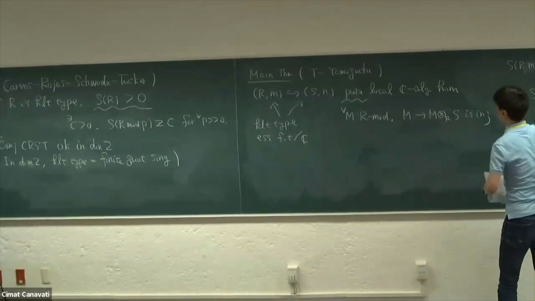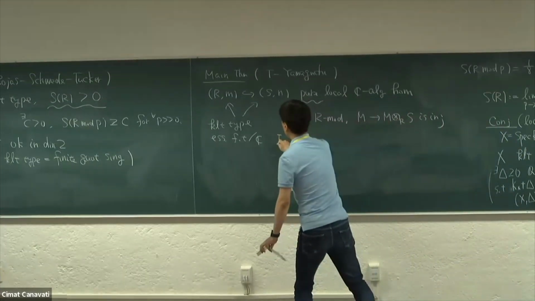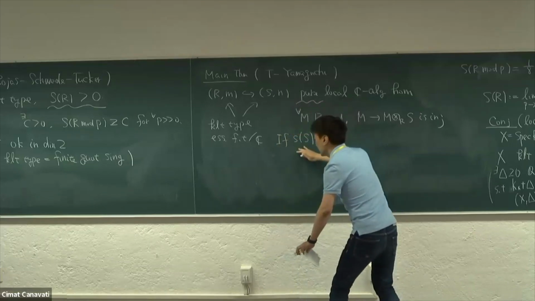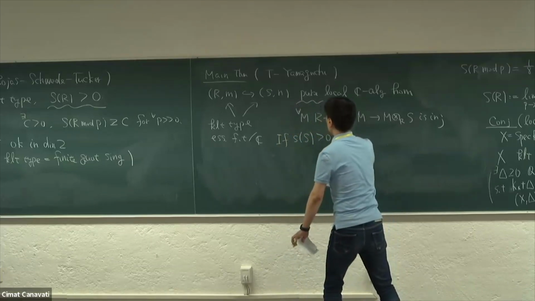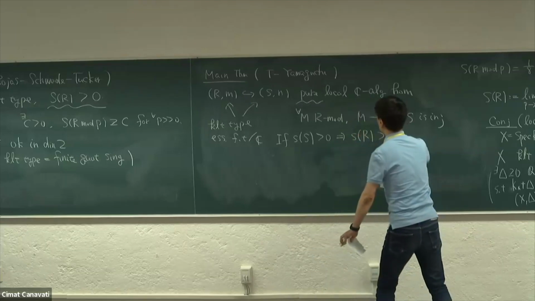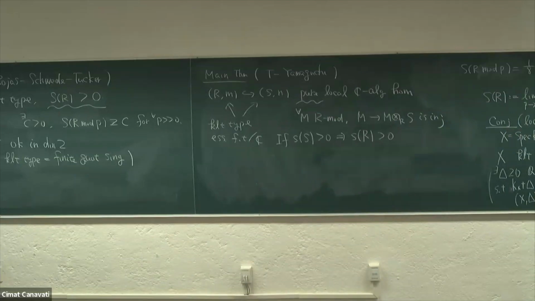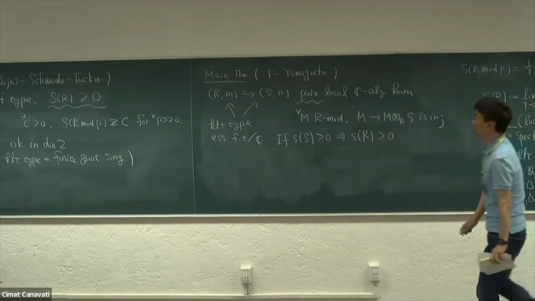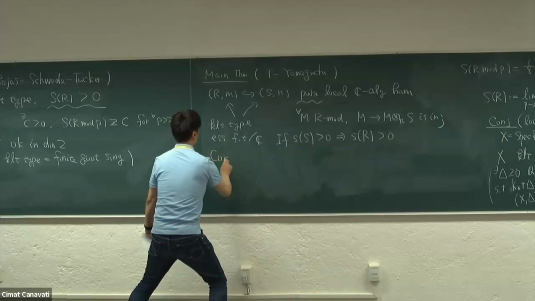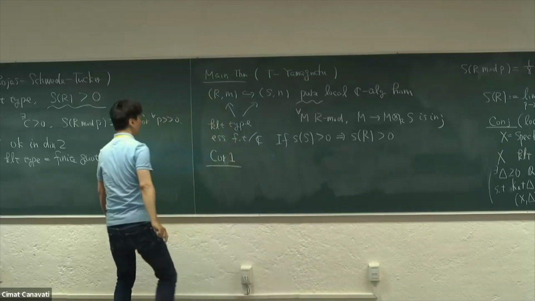And then what we can prove is: if the F-signature of S in characteristic 0 is positive, then the F-signature of R is also positive. This is what we can prove. So then we have several corollaries of this main theorem.